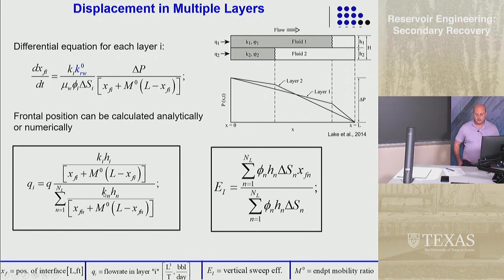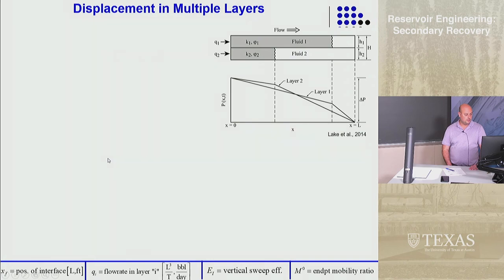And the other thing that you can do is look at the percent of the flow that's in layer 1 versus layer 2. So Q_i, the flow rate in layer 1 as a percentage of the entire flow rate, Q, is given by this. And where these equations come from, if you go back, they're just Darcy's law.